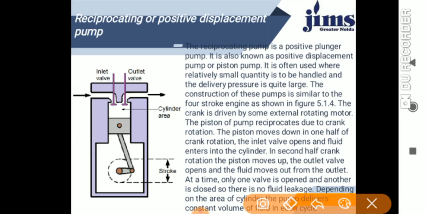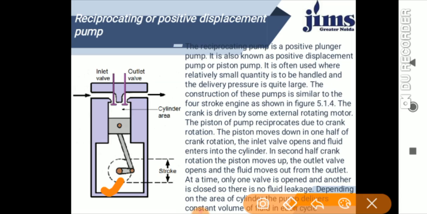The reciprocating pump is named the positive displacement pump, or you can say the piston pump. It is often used where a relatively small quantity is to be handled and the delivery pressure is quite large. The construction of this pump is similar to the 4-stroke engine. You will see this is the same diagram you get in the 4-stroke engine, as shown in the figure.